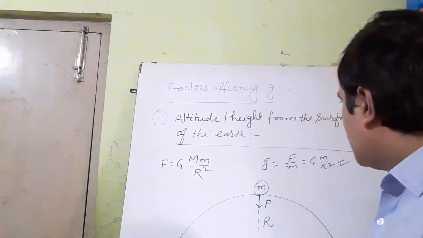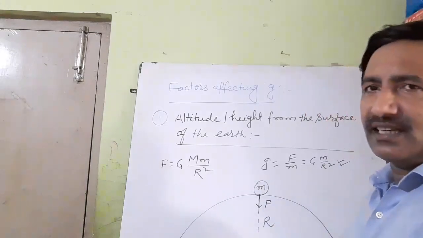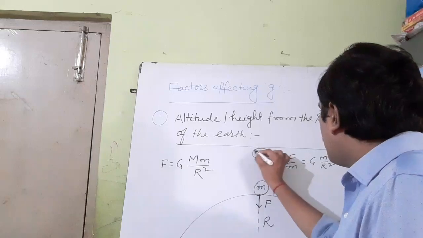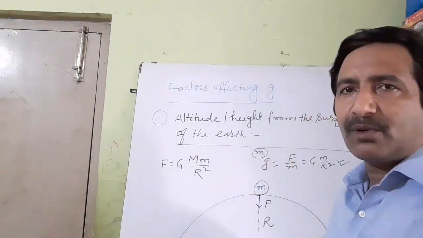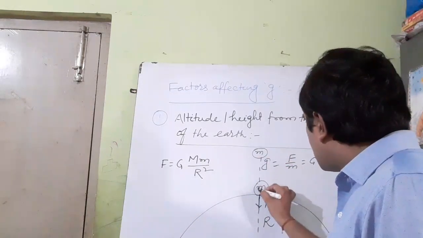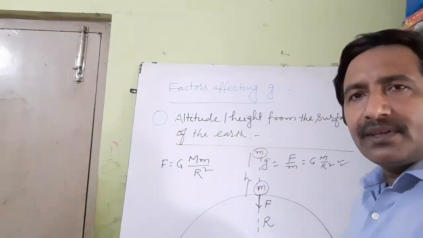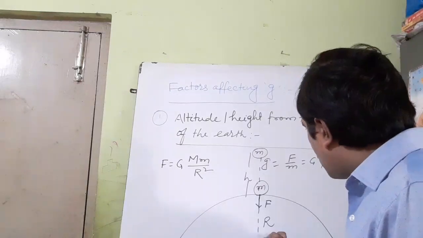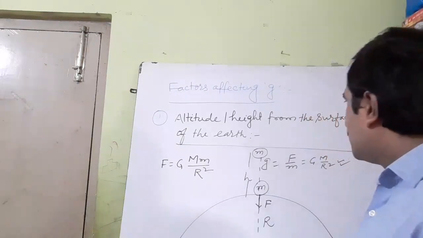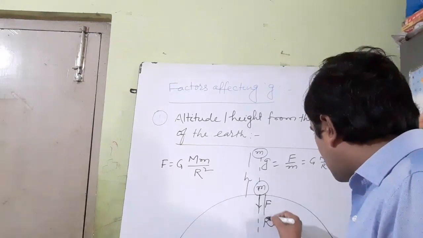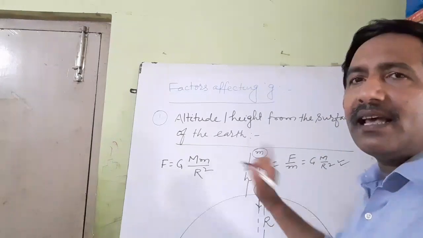What will happen if this body is not placed here? It is at a certain height h. Suppose the body is here now. This is the position of the body now, and this distance is h. So what will be the distance from the center of the earth to the body? It will obviously be r plus h, because this is r and this is h.